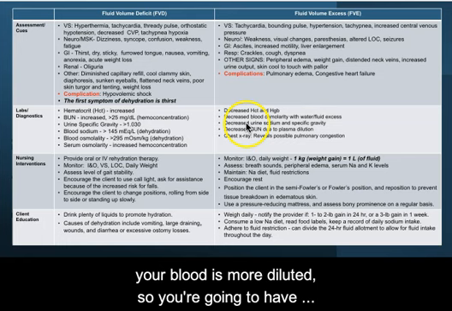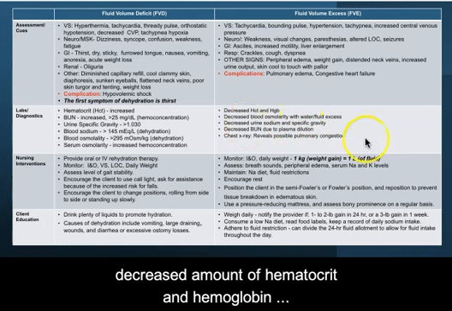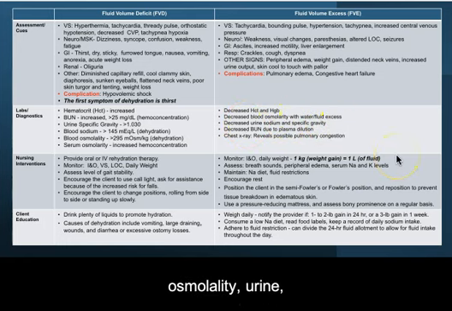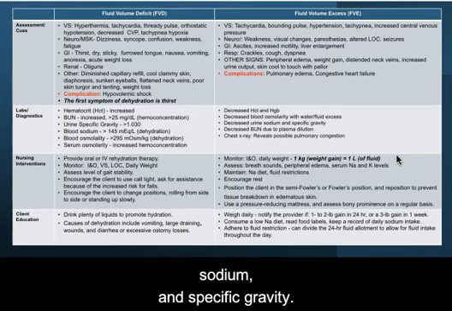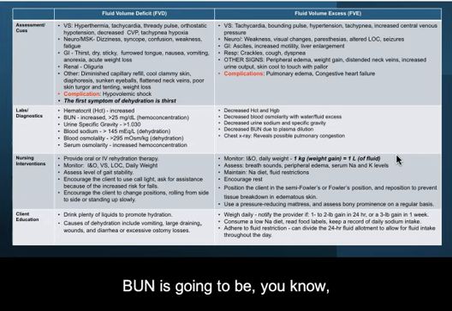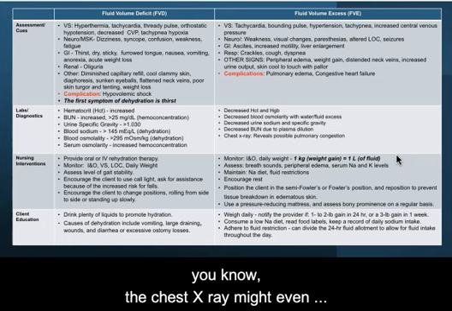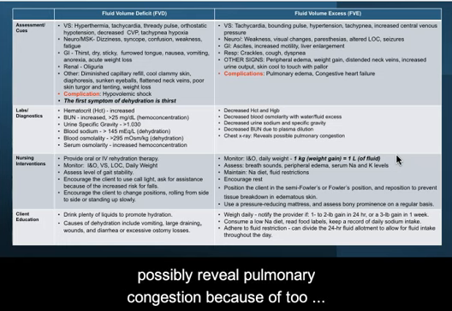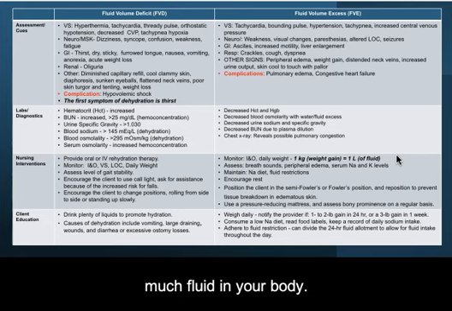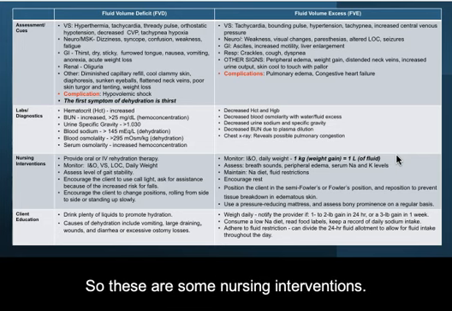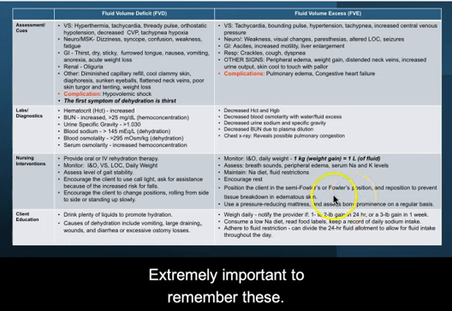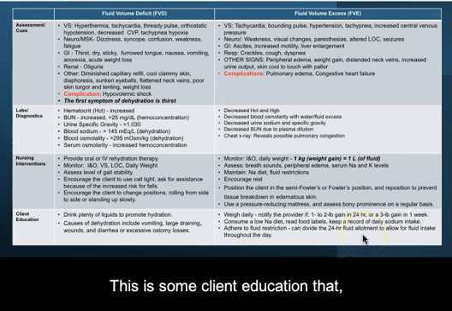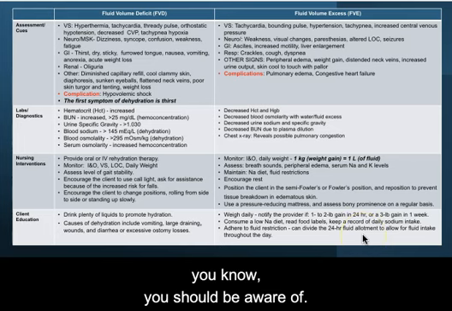So you're going to have decreased amounts of hematocrit and hemoglobin, osmolality, urine sodium, and specific gravity. BUN is going to be decreased, lowered. The chest x-ray might even possibly reveal pulmonary congestion because of too much fluid in your body. So these are some nursing interventions, extremely important to remember. And this is some client education that you should be aware of.